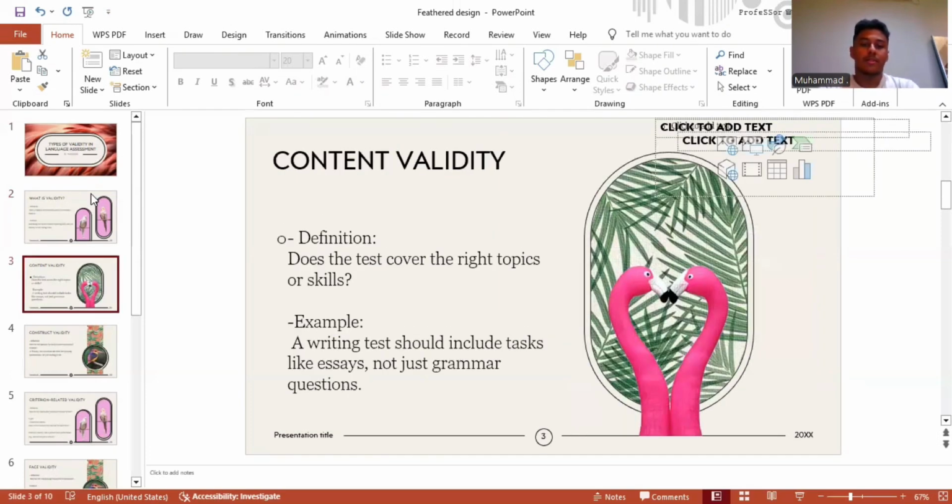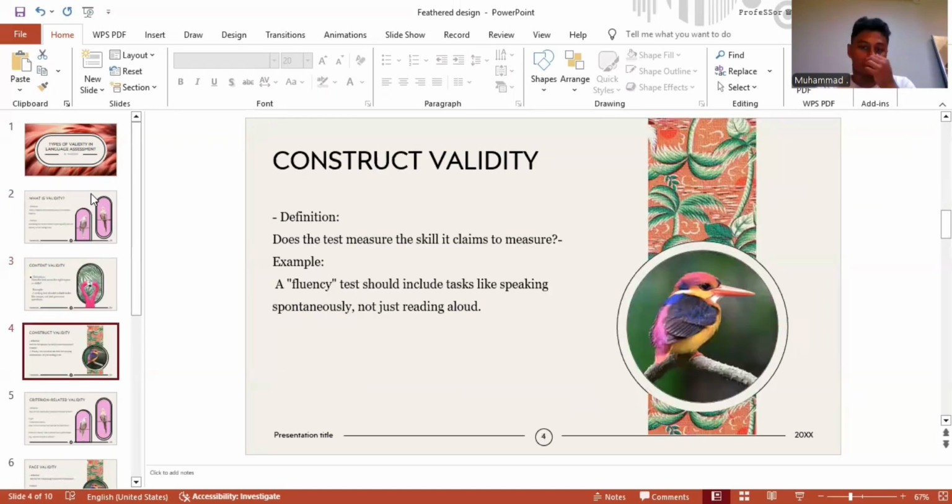Content validity definition: does the test cover the right topics or skills? Example: a writing test should include tasks like writing, not just grammar questions. And construct validity definition: does the test measure the skills it claims to measure? Example: a fluency test should include tasks like speaking, not just reading aloud.